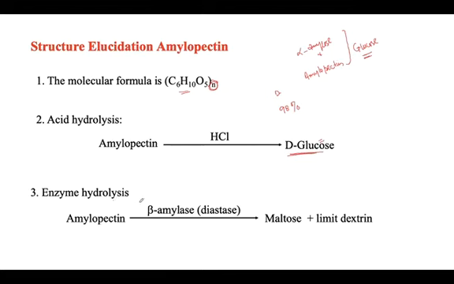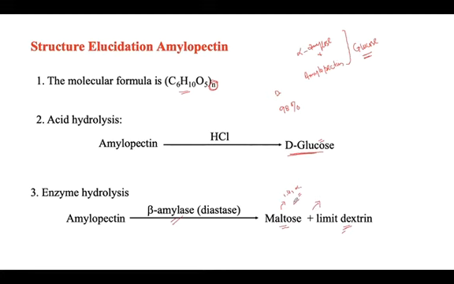When enzyme hydrolysis was done using beta amylase, it was found that the two constituents present were maltose and limit dextrin. Maltose is an established fact to have a 1,4 linkage, which means that amylopectin again has a 1,4 linkage, alpha in nature. But the limit dextrin shows that this molecule is not a straight chain or linear chain molecule.